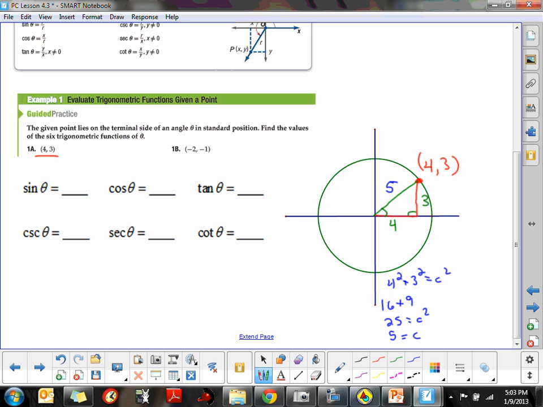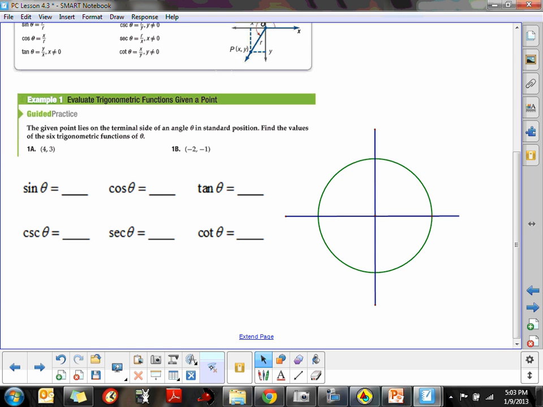So now we have the 3 sides of our right triangle, and we can either use our definitions where the cosine is equal to adjacent over hypotenuse, or you can go x over r. Since I wrote it in a circle, I'm going to practice x over r. So I need the x value over the r value for the cosine, which gives 4 over 5. The sine value is 3 over 5. The tangent value is 3 over 4 since it's y over x. And then the reciprocals are 5/3, 5/4, and finally 4/3. So the first one is done.